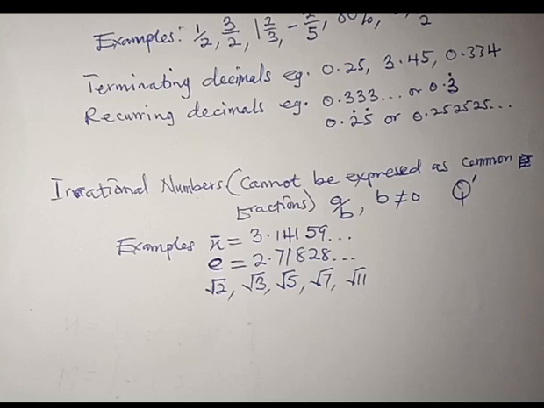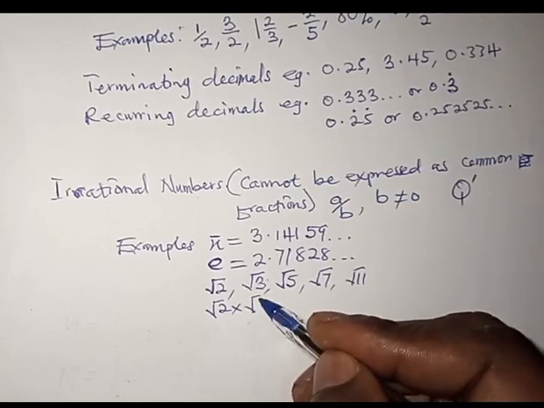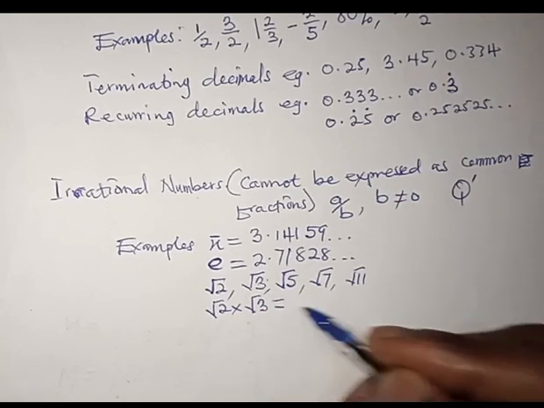Now, let's also look at another example. We can also find the product of two different irrational numbers. So if I multiply two irrational numbers, let me pick two here. Let's say I have root 2 times root 3. This gives me what?